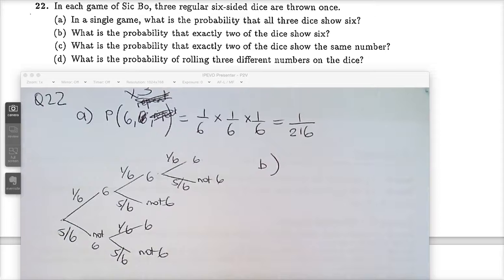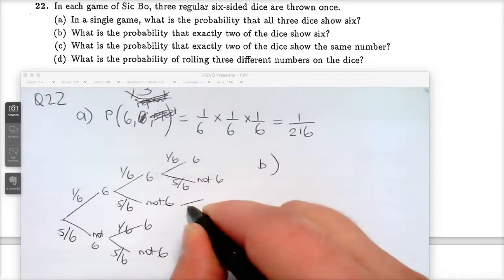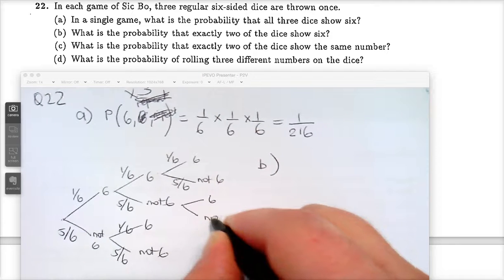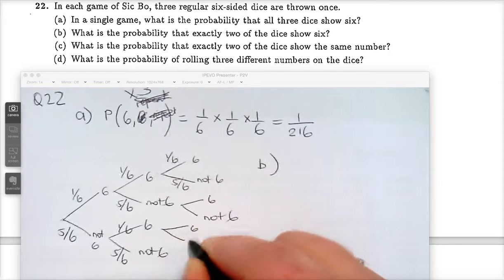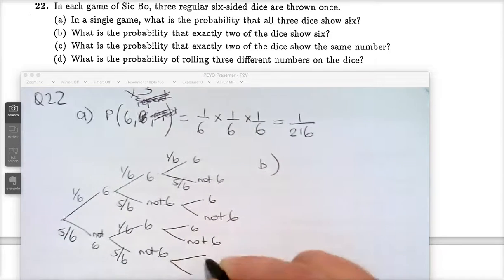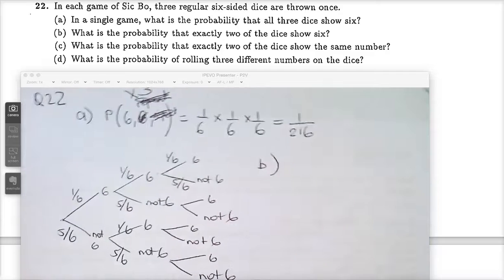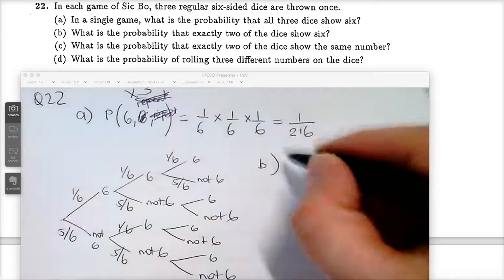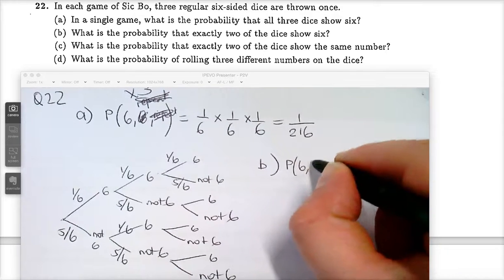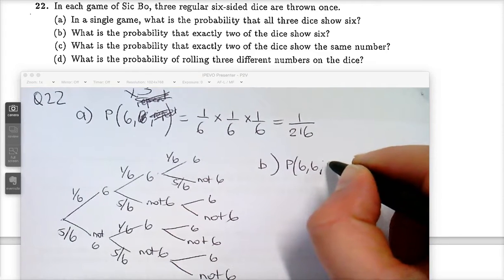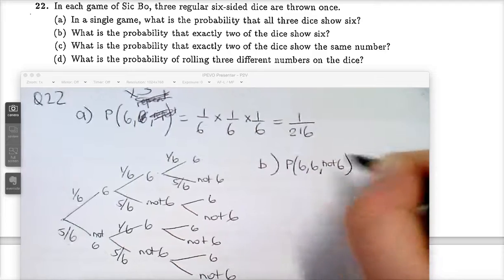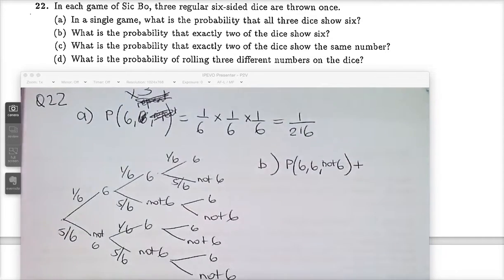Now the next one is exactly 2 sixes. Actually, I don't mind this diagram. If you want exactly 2 sixes, maybe the first one will be a 6 and the second one, but not the third. See, you could have probability of a 6, 6, and then not 6. So the first two could be a 6, but not the last one.